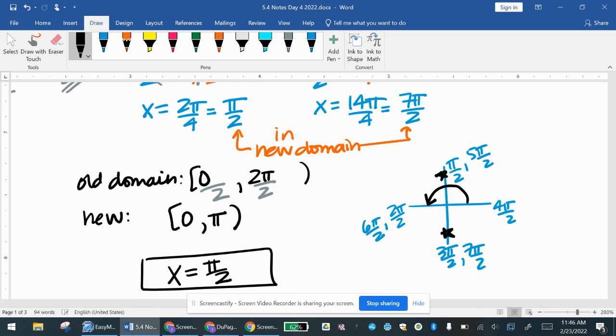Not 3 pi over 2, not 7 pi over 2, even though they're coterminal, right? 7 pi over 2 is definitely way too big to be within 0 and pi, which is half of a circle, right? 180. So 7 pi over 2 is too big. Even 3 pi over 2 is too big. So the coterminal angles are too big to fit into the new domain.